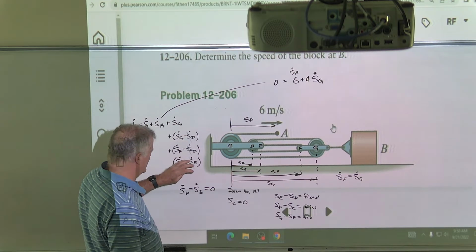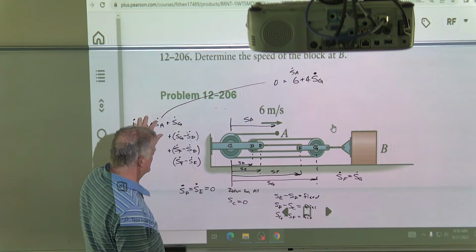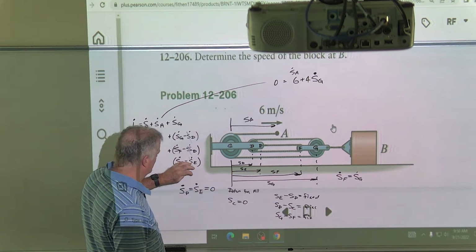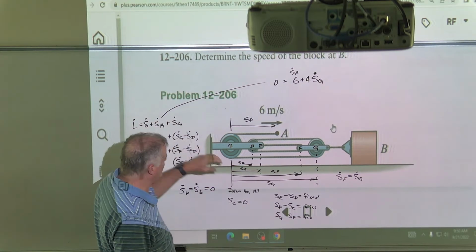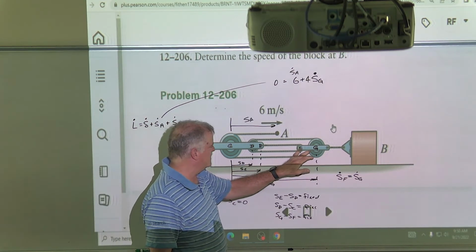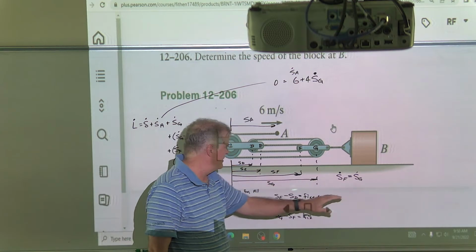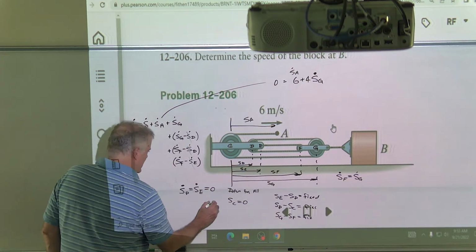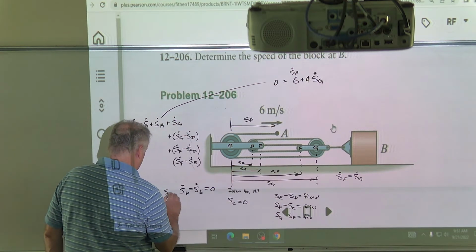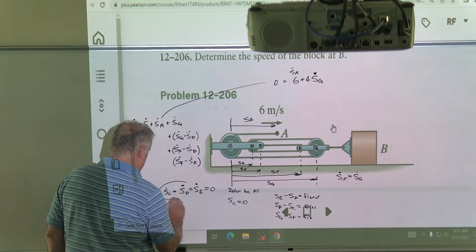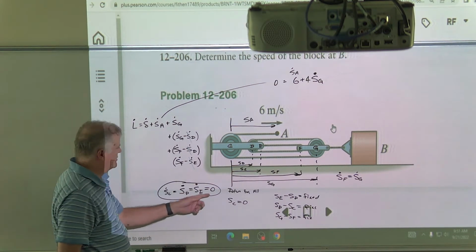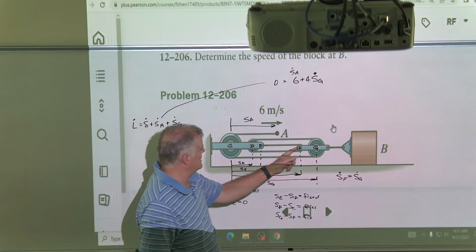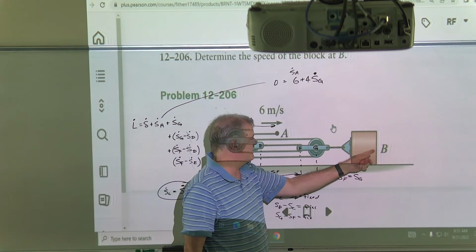So you can be geometrically meticulous, like I was, seemingly overly complex. And then when you take the derivative, what you notice is things like these 3 are constrained to be 0. These 2 are constrained to be the same as the velocity of B.